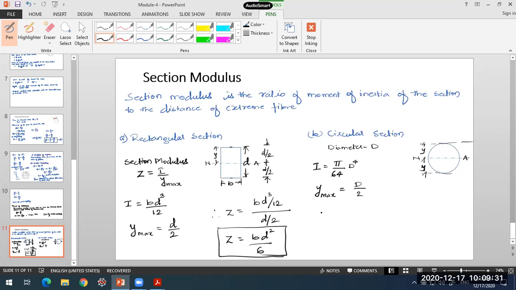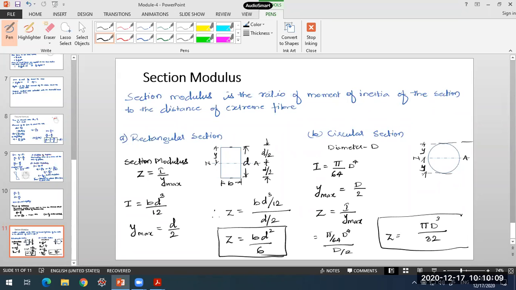So what will be Z here, the section modulus in our case? Z will be equal to I by Ymax, which is pi by 64 into d raised to 4 divided by d by 2. Or Z comes out to be pi d cube upon 32 for a circular section. So this is the section modulus for a circular section. Similarly, we can have it for other sections also.